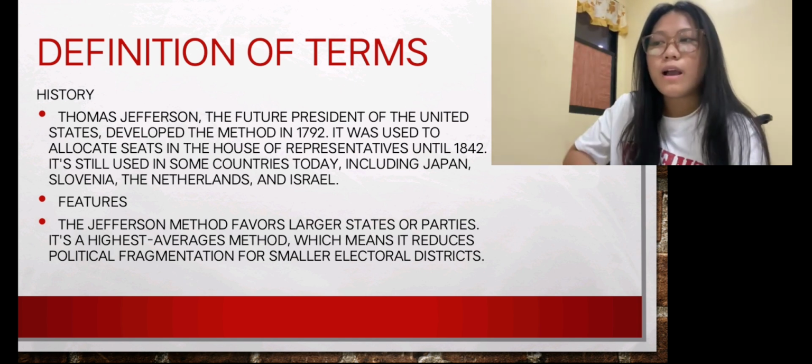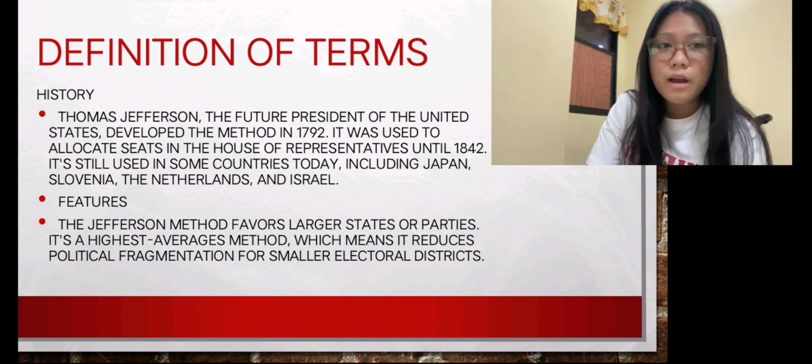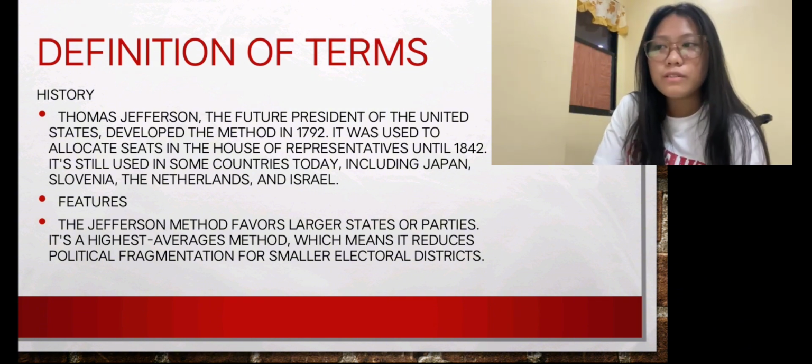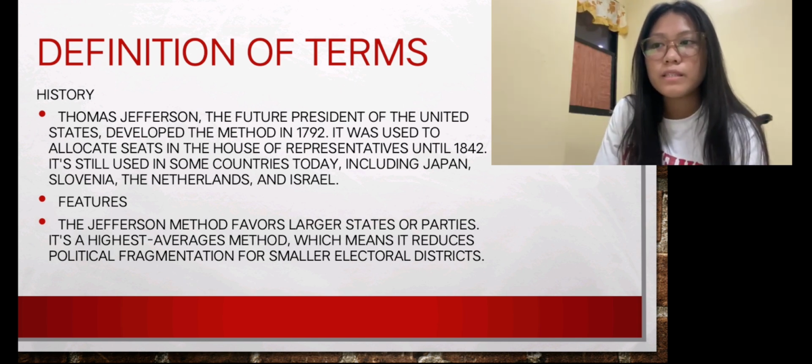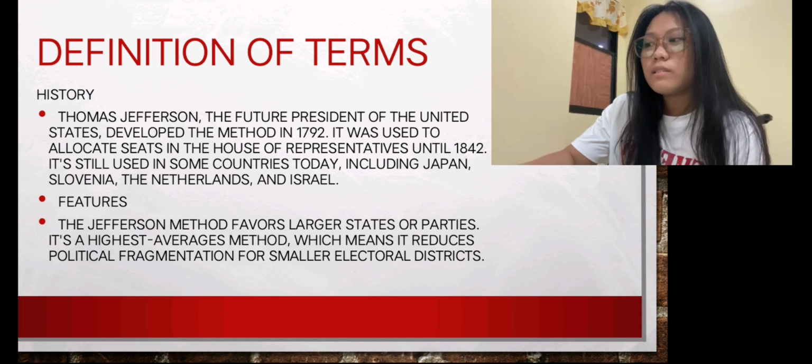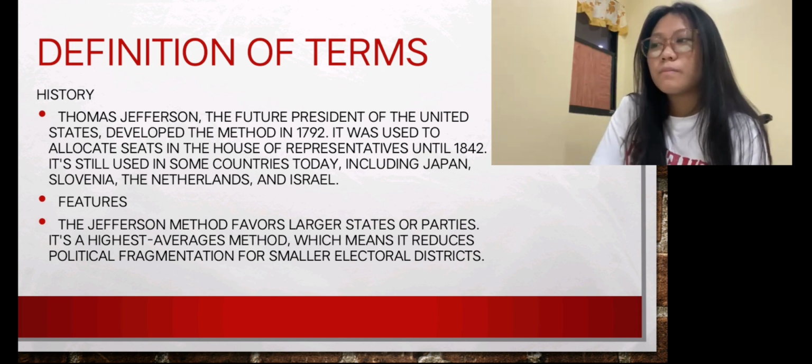And also, we have the features of the method. The Jefferson method favors larger states or parties, and it's a highest average method, which means it reduces political fragmentation for smaller electoral districts. So, what does favoring larger states or parties mean?